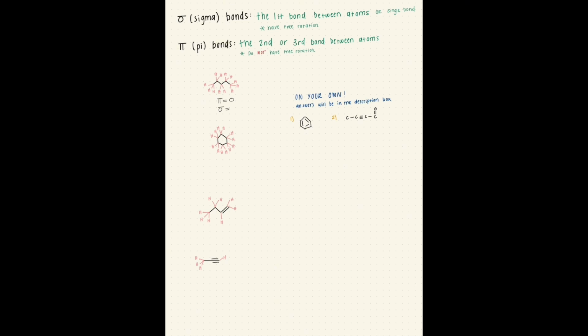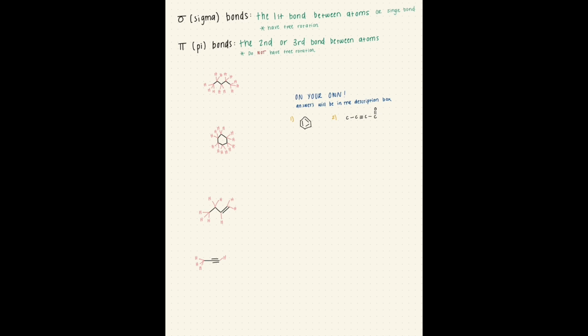In today's video, I'm going to be going over the difference between sigma and pi bonds and how to identify them. So the easiest definitions for both of them are: sigma bonds are the first bond between atoms or just a single bond, and they have free rotation. Pi bonds are the second or third bond between atoms, and they do not have free rotation. Keep these definitions in mind because it will make sense right now that we start doing examples.